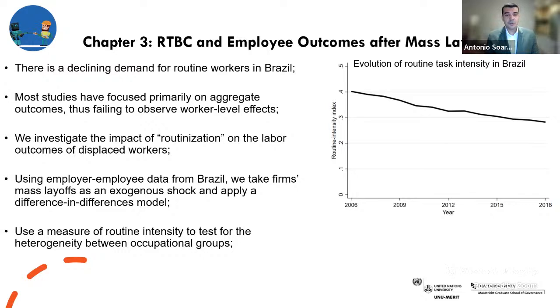As I mentioned, even though there is no job polarization in Brazil, there is a declining demand for routine workers. Most studies have focused primarily on aggregate outcomes, thus failing to observe worker-level effects. This is exactly the topic of this chapter, in which I investigate the impact of routinization on the labor outcomes of displaced workers. I do so by using employer-employee data from Brazil, taking firms' mass layoffs as an exogenous shock and applying a difference-in-differences model. I then use a measure of routine intensity to test the heterogeneity between occupational groups.